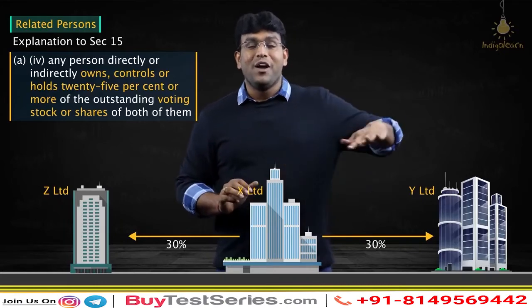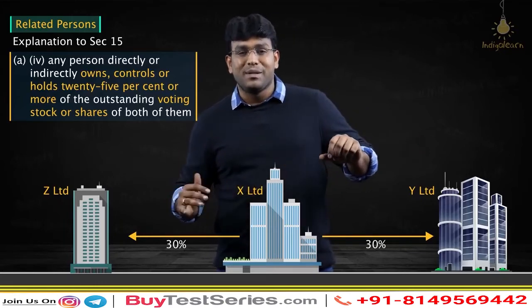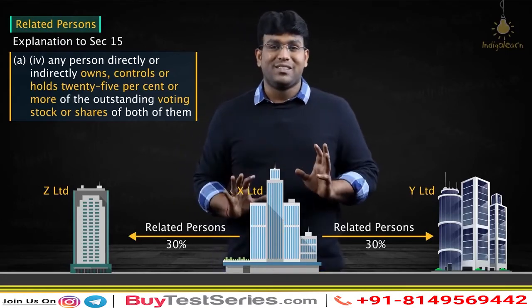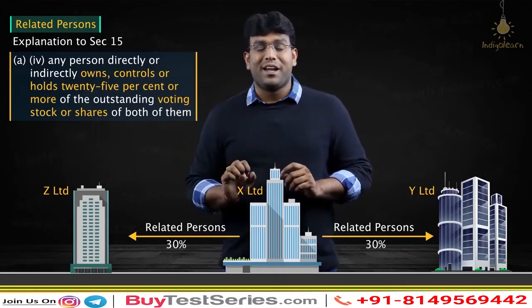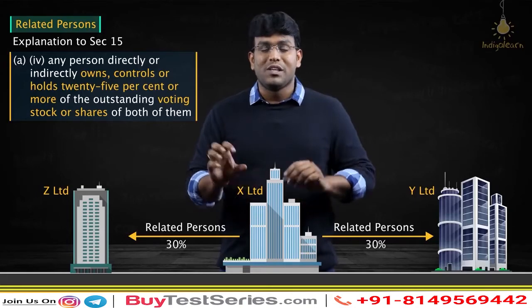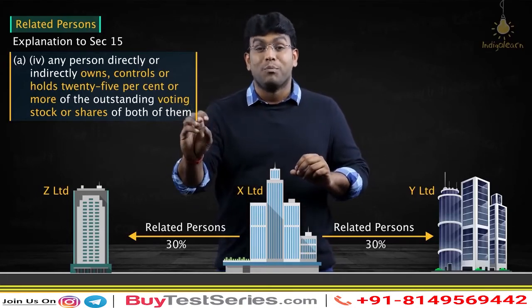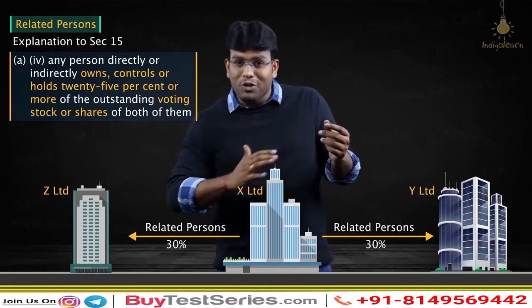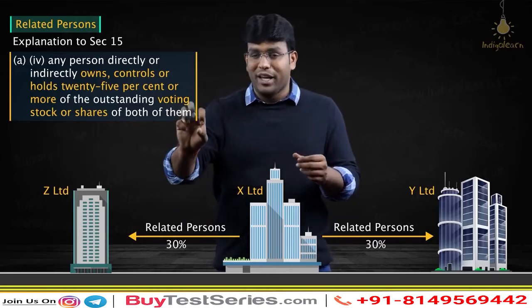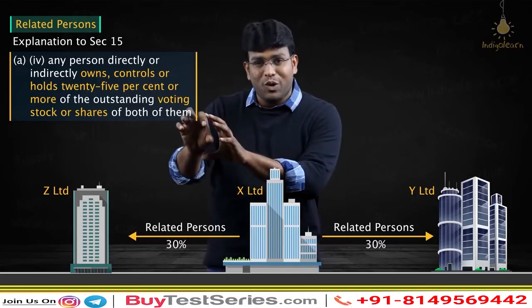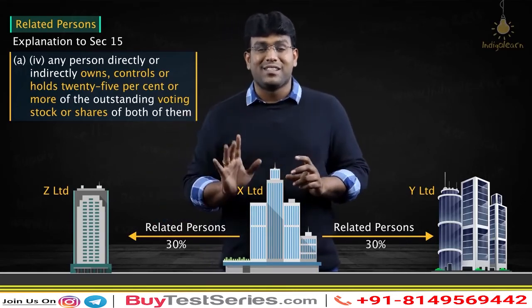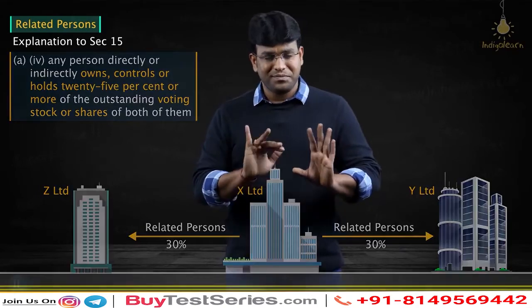Then we say that Y Limited and Z Limited, these two are regarded as related persons because a third person controls or holds 25% or more of the voting stock or shares of both of them. So X Limited is holding in Y Limited and it's also holding in Z Limited. So Y Limited and Z Limited are regarded as related persons.